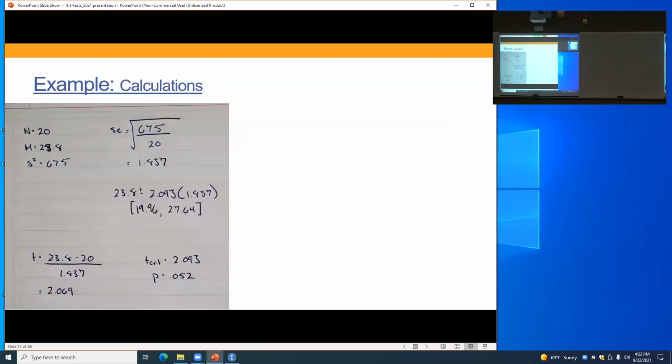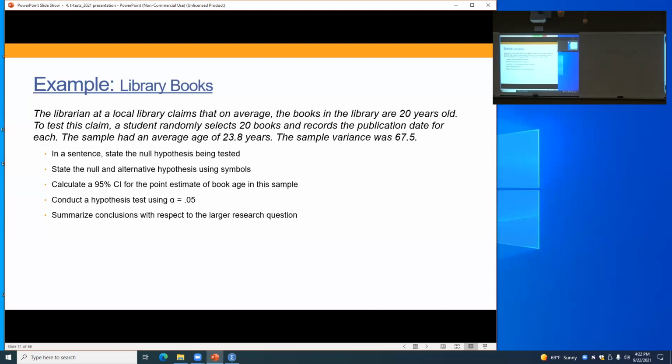Matt, for this problem, what is our null hypothesis? The books in the local library are not 20 years old. Or my null hypothesis is, well, they are 20 years old.